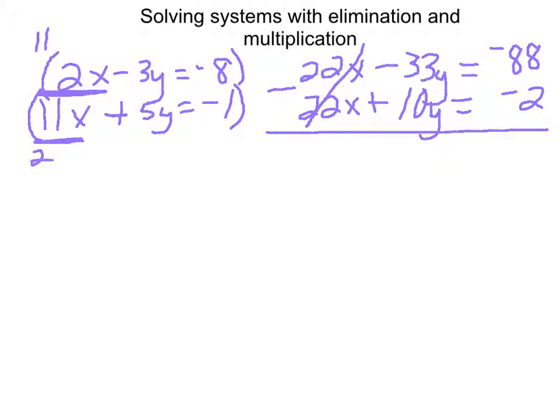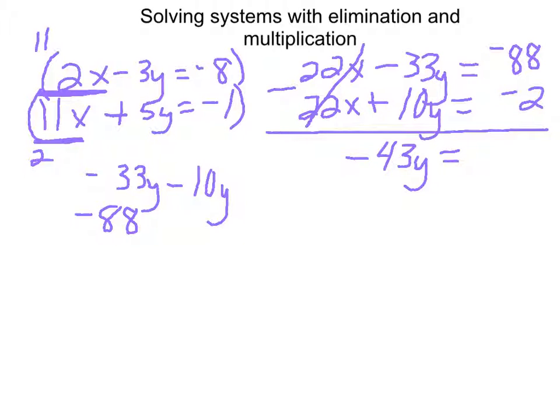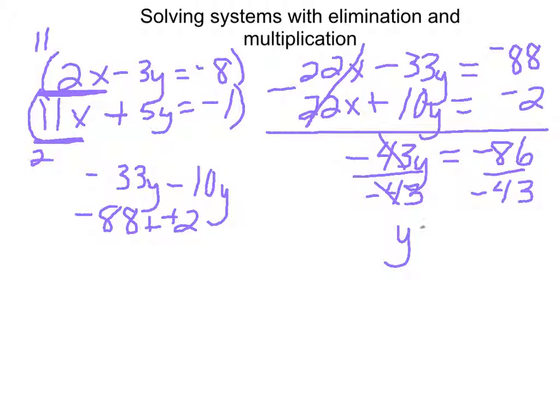For my y's, I have a negative 33y, I like to write it sideways, minus 10y. Well, that's going to give me a negative 43y. And now for my numbers, again, I'm writing it sideways so I can process these negative signs, I have a negative 88 minus a negative 2. Aha. So it's now actually negative 88 plus 2, which is going to give me negative 86. Now I just have to solve this for y. To solve for y, I divide through on both sides by negative 43. They cancel out on this side. A negative divided by a negative is going to give us a positive, and 86 divided by 43 is 2. So we have our y value.